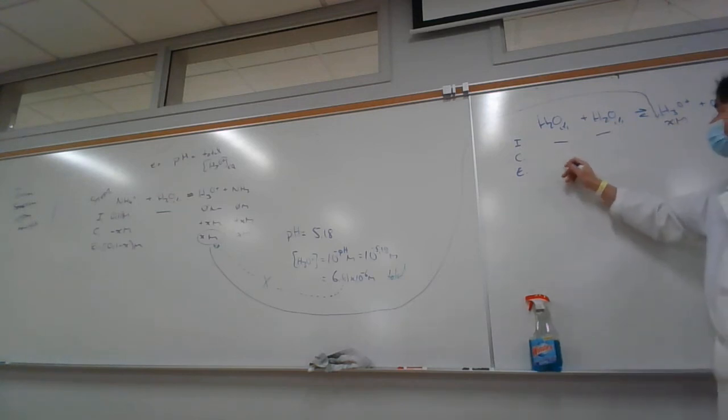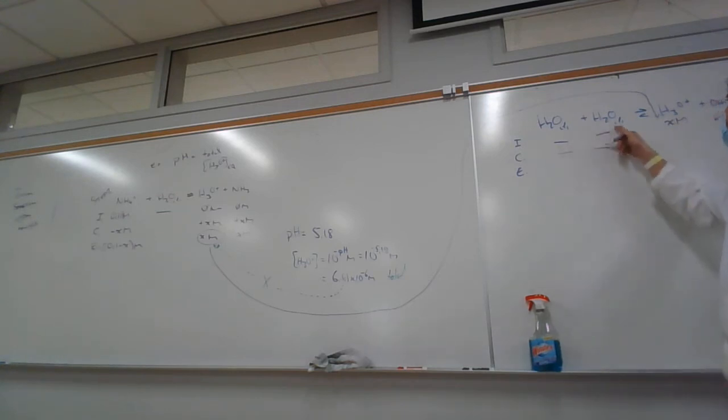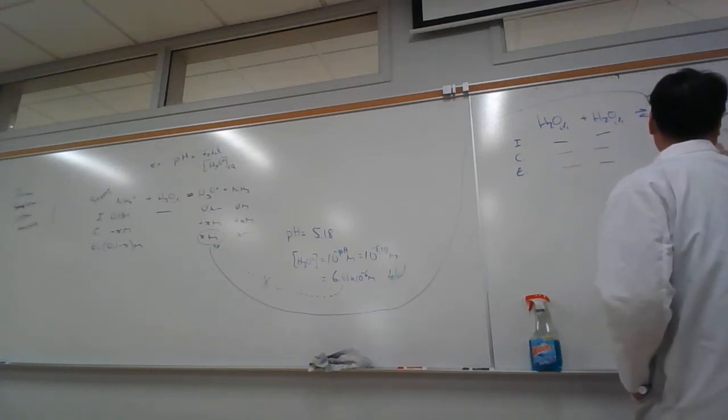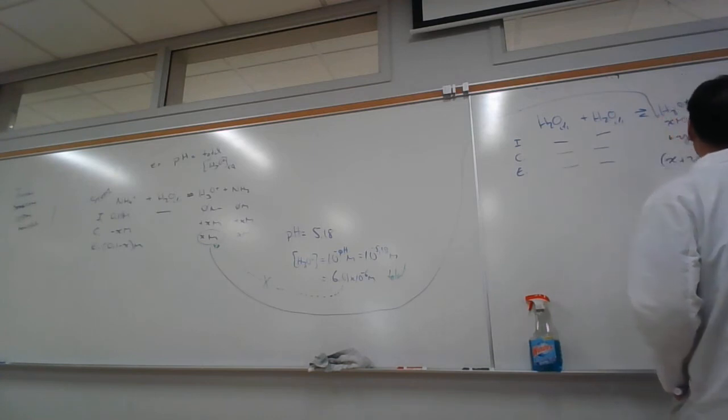And then we're going to allow it to react. So we're going to lose some water, and we're going to gain some hydronium and some hydroxide. And so I'm going to call that Y. So for every 2 waters that react, I form 1 hydronium and 1 hydroxide. So that at equilibrium, at the end of this, I'm going to get X plus Y molar hydronium and then Y molar hydroxide.